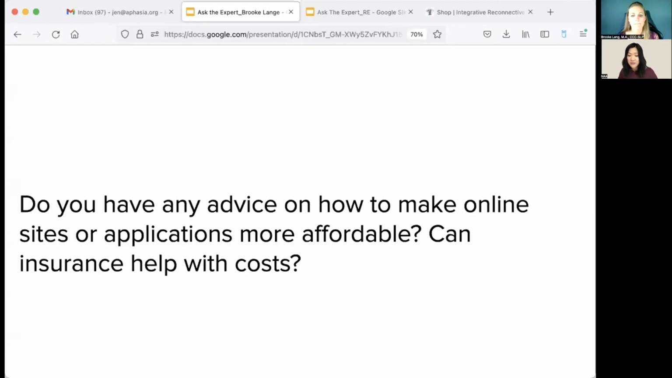And kind of staying on theme, do you have any advice on how to make online sites or applications more affordable? Can insurance help with costs? So I actually recently found out that if you have a health savings account, an HSA, sometimes you can use those funds to pay for rehabilitative apps. And also if you have a Medicare Advantage plan or Medicare supplemental, or sometimes even other insurance plans, they might have what they call a wellness benefit. And that also might help cover the costs of apps.